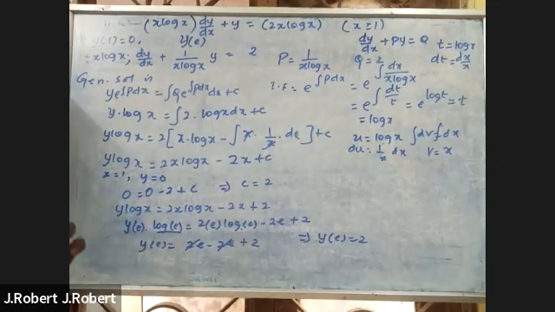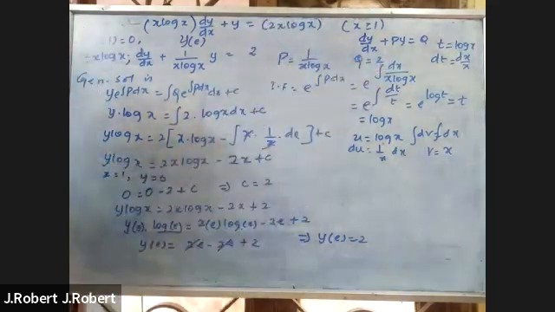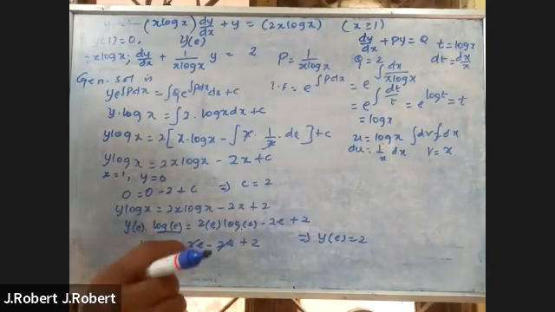So we divide throughout by x log x, and the equation becomes dy by dx plus 1 by x log x times y equals 2. This is of the form dy by dx plus py is equal to q. From this, I am picking p is equal to 1 by x log x, and q is equal to 2. First of all, we have to find the integrating factor. The integrating factor is nothing but e power integral p dx.